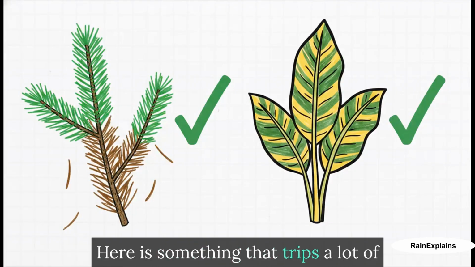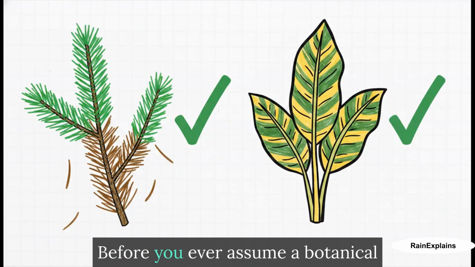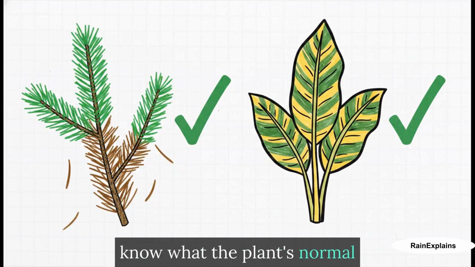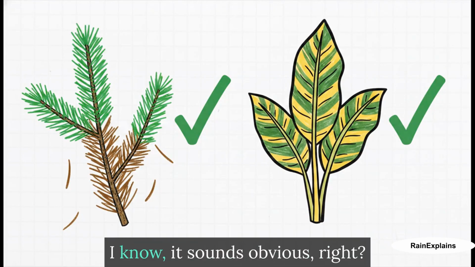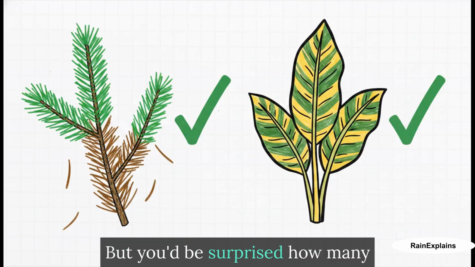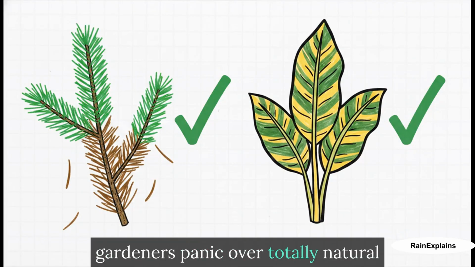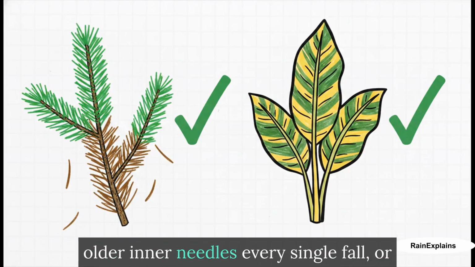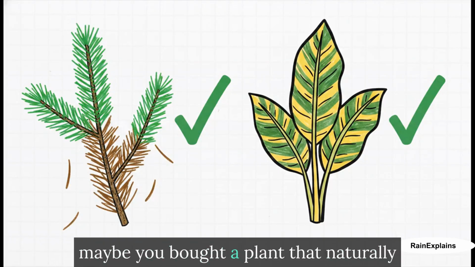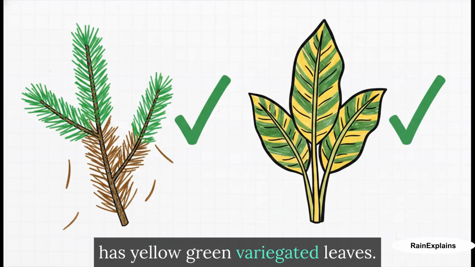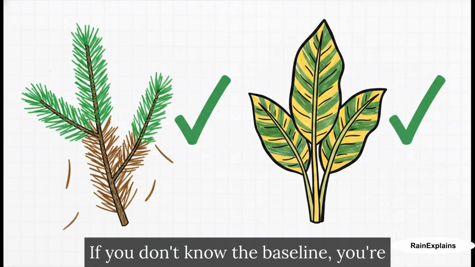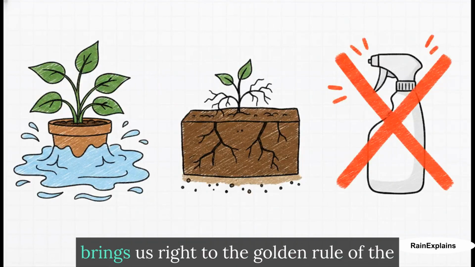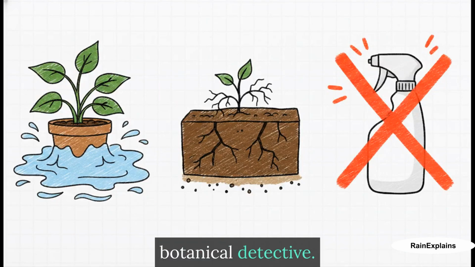Here is something that trips a lot of people up. Before you ever assume a botanical crime has been committed, you have to know what the plant's normal appearance actually is. I know, it sounds obvious, right? But you'd be surprised how many gardeners panic over totally natural cycles. Like, evergreens naturally drop their older, inner needles every single fall. Or maybe you bought a plant that naturally has yellow-green, variegated leaves. If you don't know the baseline, you're going to end up trying to cure a plant that is already perfectly healthy.